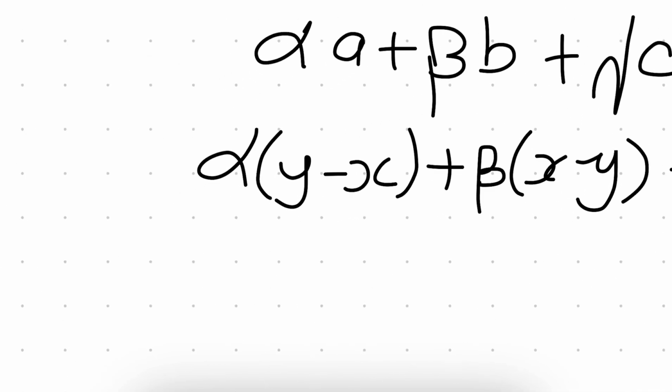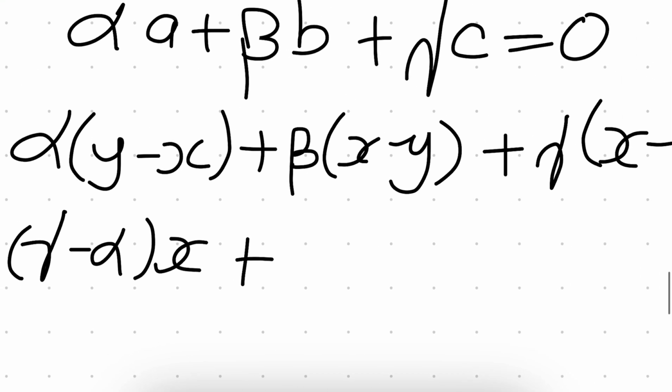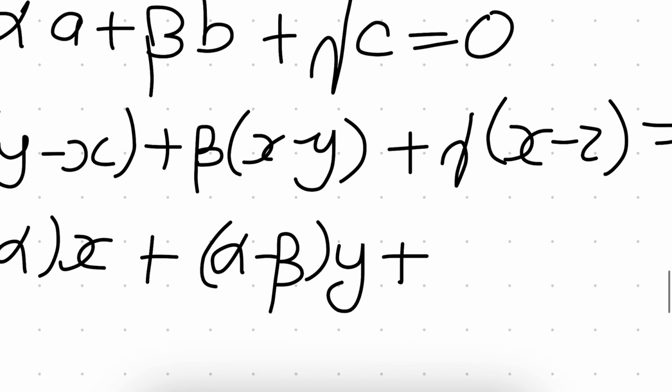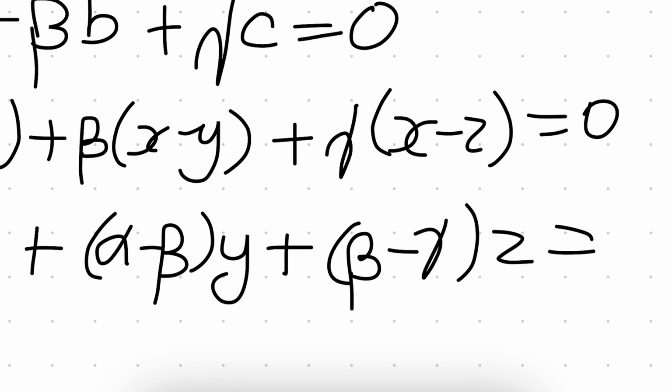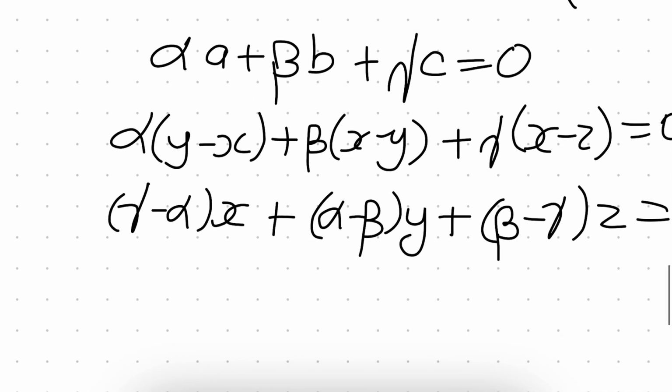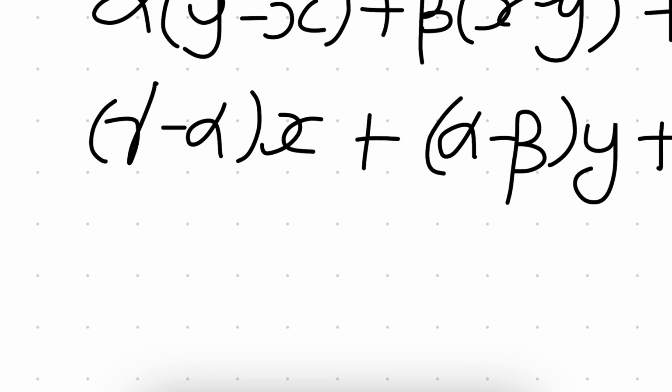And then again, gathering things together, we have gamma minus alpha times x, and then alpha minus beta times y, plus beta minus gamma times z equals 0. And of course, each of these relations only holds when alpha equals beta equals gamma. And we do the same procedure as we did with the torus and mod out by that equivalence.